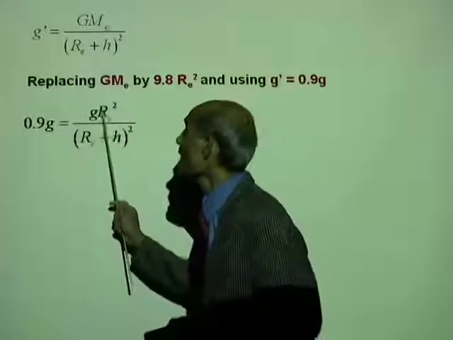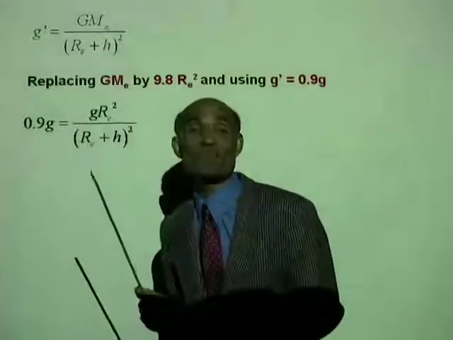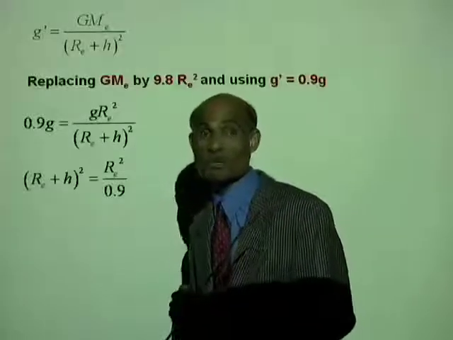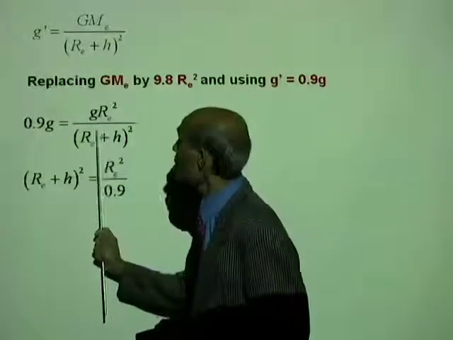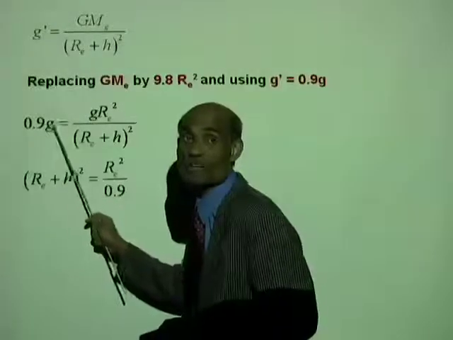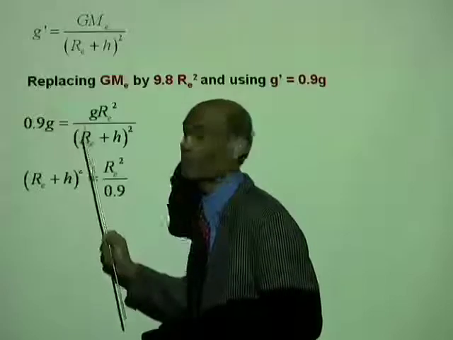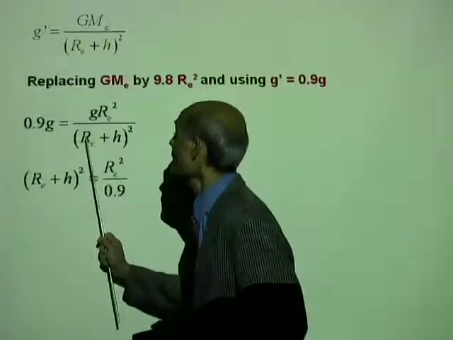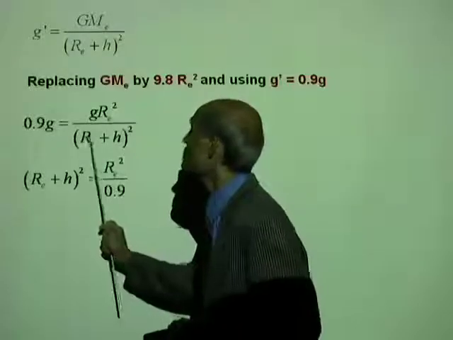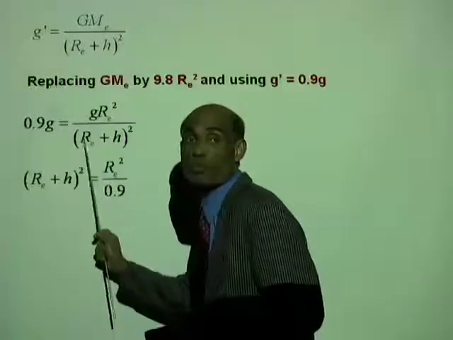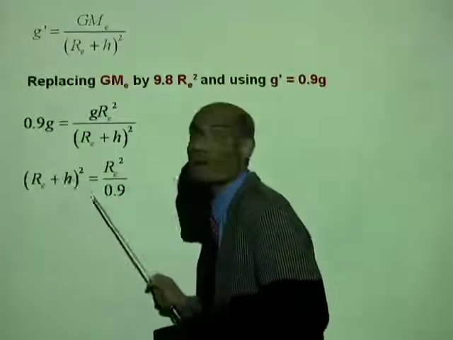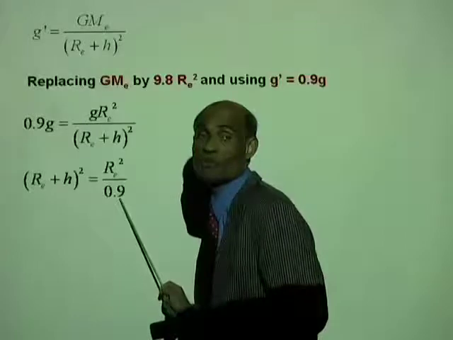Well, you need now only know the radius of the earth. What is the radius of the earth? You know that value, you need to know it. Well, let's solve here. g from either side will cancel. Divide both sides by g. And then cross multiply. You have Re plus h all squared equal to g Re squared divided by 0.9. I hope you followed that step.